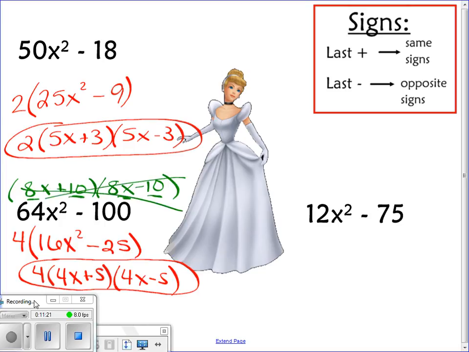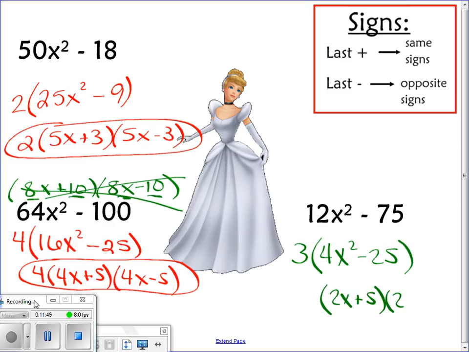All right, last one. 12x squared minus 75. GCF? 3. Good. 4x squared minus 25. Is it a difference of squares? Are they both perfect? Is 4 perfect? Is 25 perfect? Yeah, okay. How does this factor then? Good. And don't forget the 3.